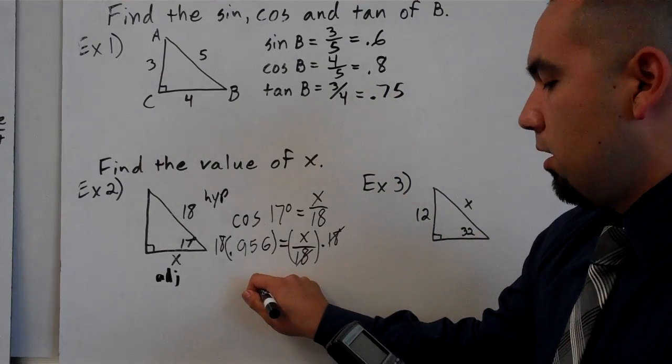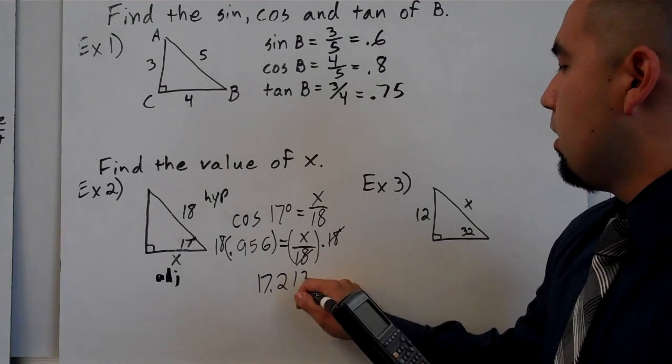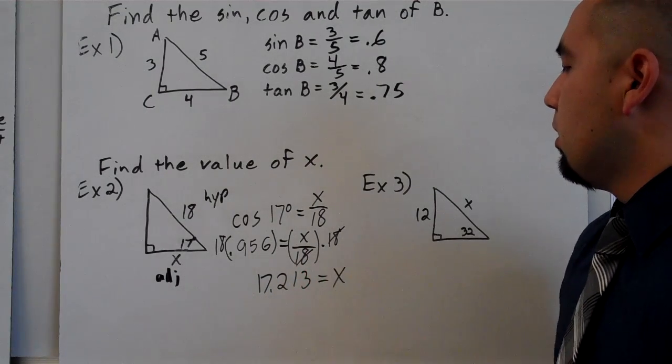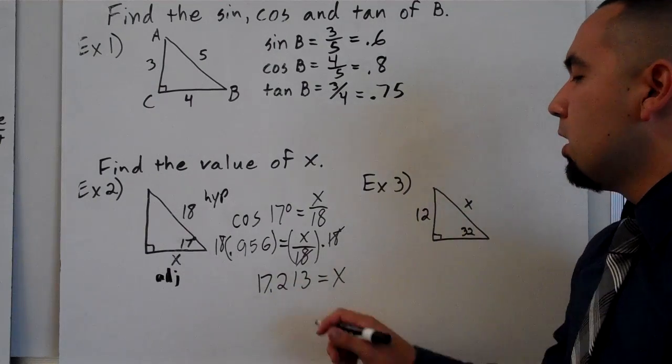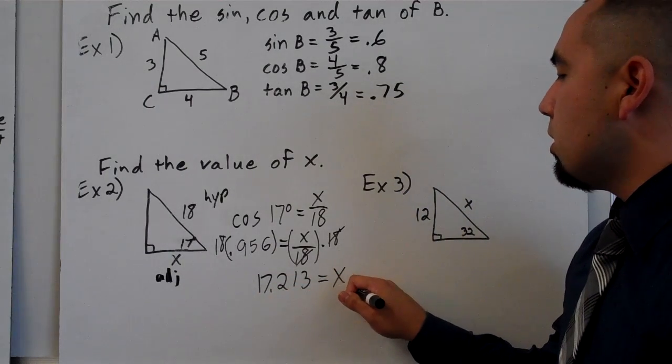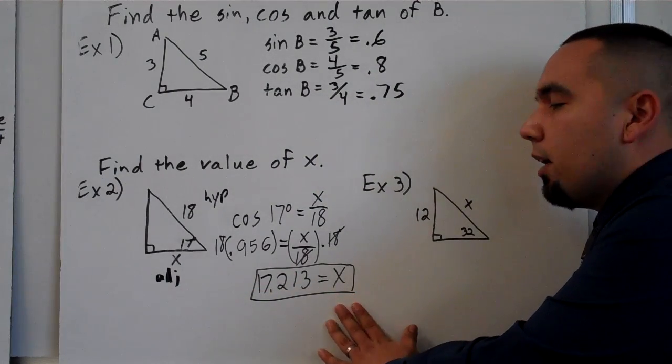And I get 17.213. Okay? And you're going to want to try this in your calculator. Make sure you get the same numbers as me. Again, I'm just rounding to 3 decimal places. Okay? So that would be your answer right there. That's how I find x.